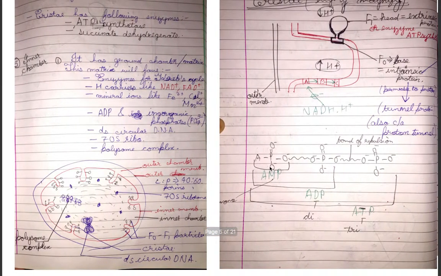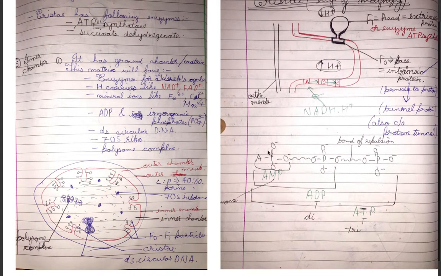Now, this structure is called AMP, because here we have only one phosphate, so it is called adenosine monophosphate. Then two phosphates combine to form adenosine diphosphate, then three combine. This is ATP, that completes it.